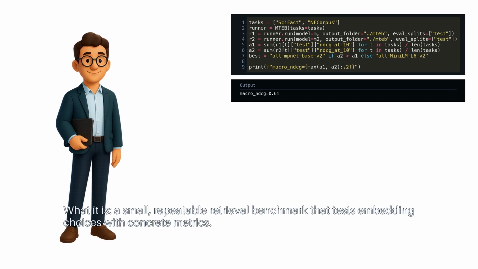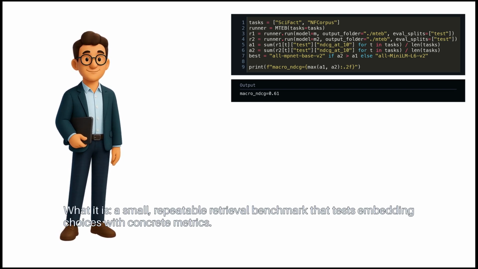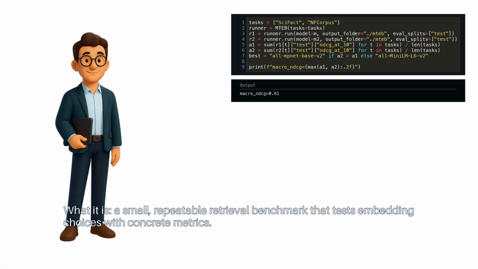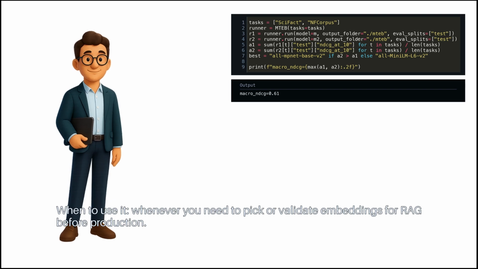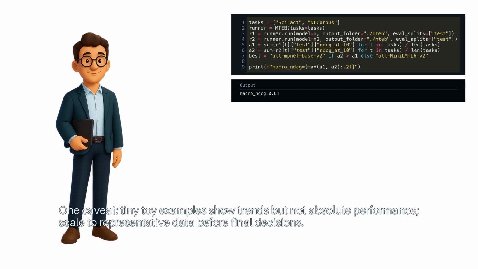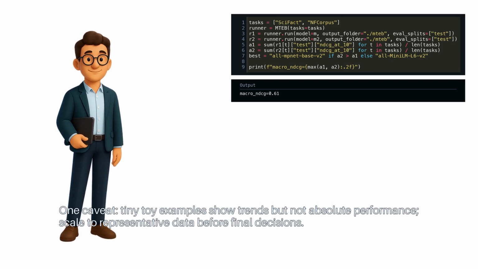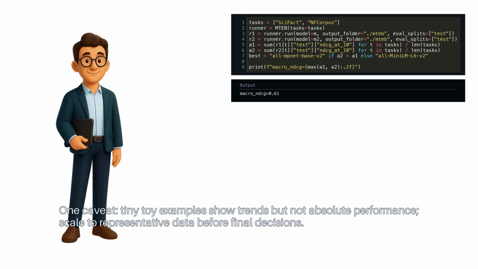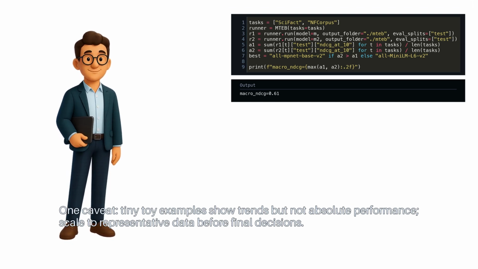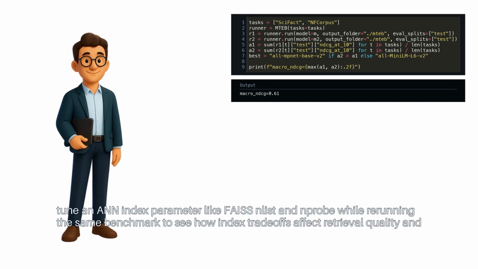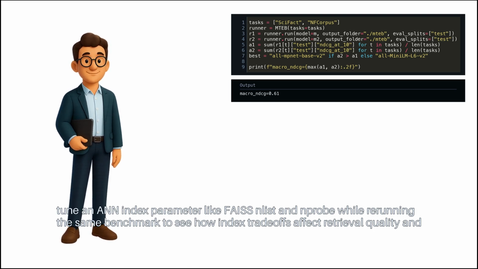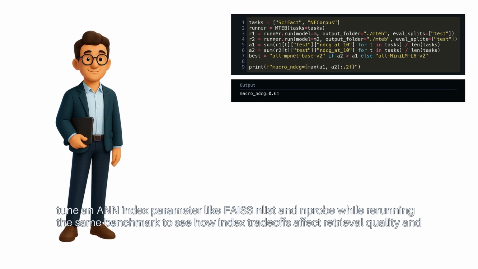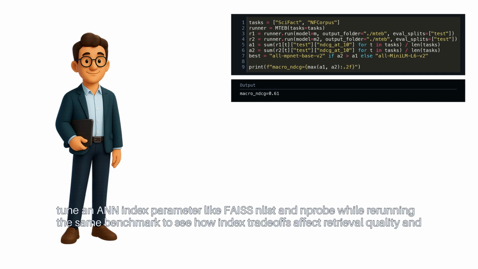Recap briefly: it is a small, repeatable retrieval benchmark that tests embedding choices with concrete metrics. When to use it: whenever you need to pick or validate embeddings for RAG before production. One caveat: tiny toy examples show trends, but not absolute performance. Scale to representative data before final decisions. Next step: tune an ANN index parameter like FAISS nlist and nprobe while rerunning the same benchmark to see how index trade-offs affect retrieval quality and latency.